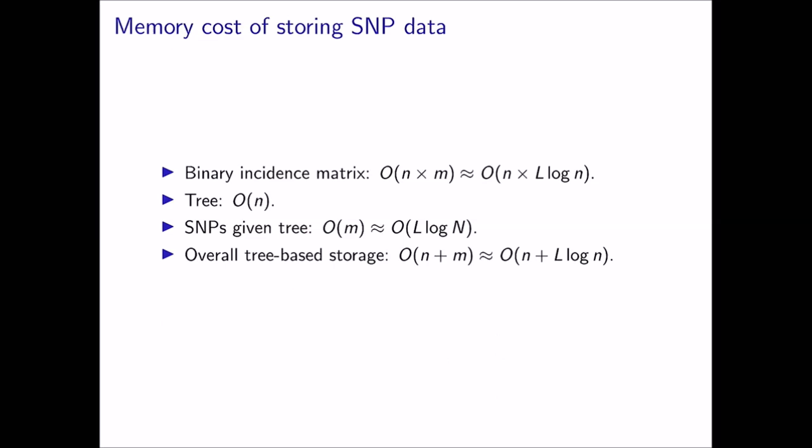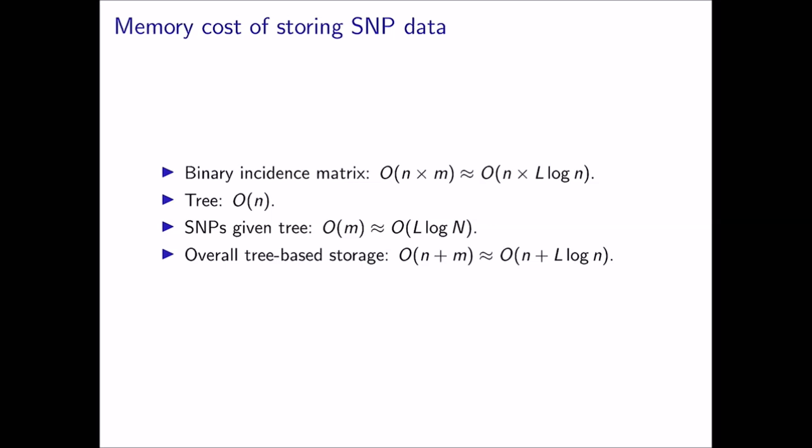There's a further advantage in this tree-based approach in that it makes storing ancestries, storing data, very efficient. If you imagine the storage cost of storing a binary incidence matrix, well, you have n samples and m sites. The size of the matrix is n times m. And under usual human-like scenarios, the number of SNPs will be something like the number of sites you've looked at times the log of n, just because that's the total amount of branch length in the tree. So overall, you get something like n times L log n.